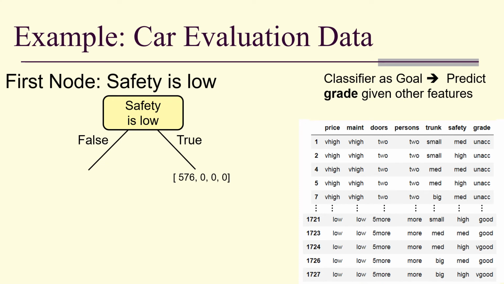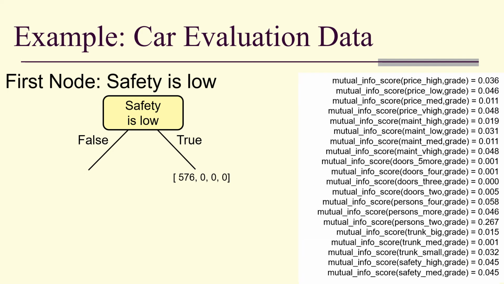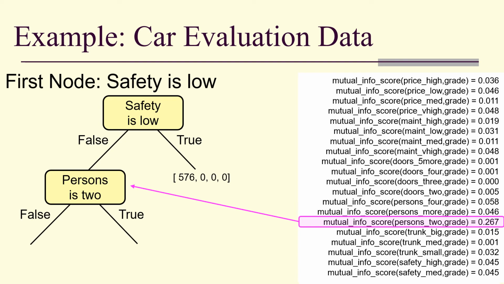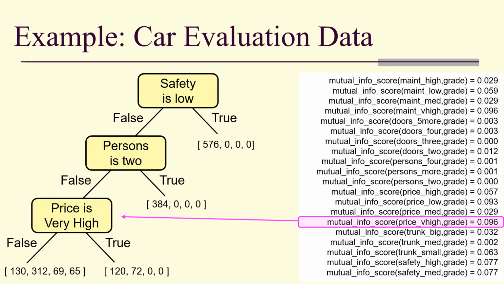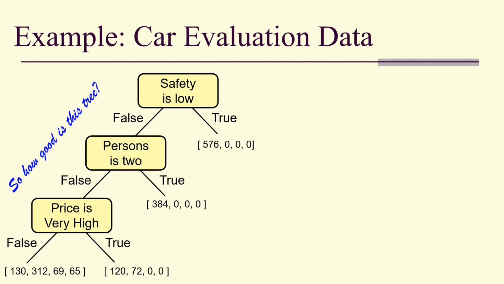So our goal is a classifier that predicts grades given other features. We look at our mutual information score again. We see that persons equals 2. If that's true or if that's false, we get this mix. But if it's true, we get this pure leaf. And we can continue. And we can see that we now have 3 pure leaves and still have a leaf that has a mix. Maybe we'll want to split again, but let's just ask the question, well, how good is this?